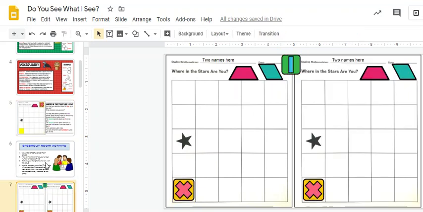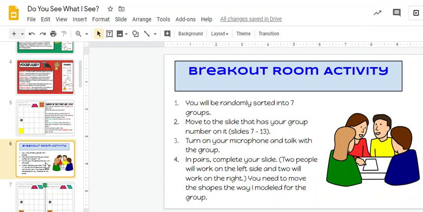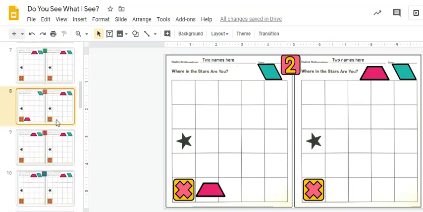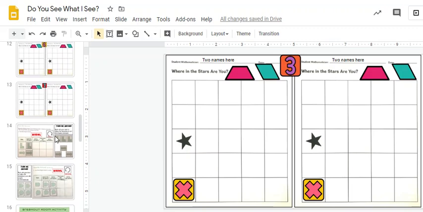So for the breakout room activity, you'll be assorted into 7 groups. You move to the slide that has your group number on it. So the slides are 7 through 13. You turn on your microphone and talk with the group. In pairs, complete your slide. 2 people will work on the left side and 2 will work on the right. You will need to move the shapes the way I modeled for the group. So 2 folks on your team will be over here and 2 will be over here. This is slide 1, 2, and so on. All right.